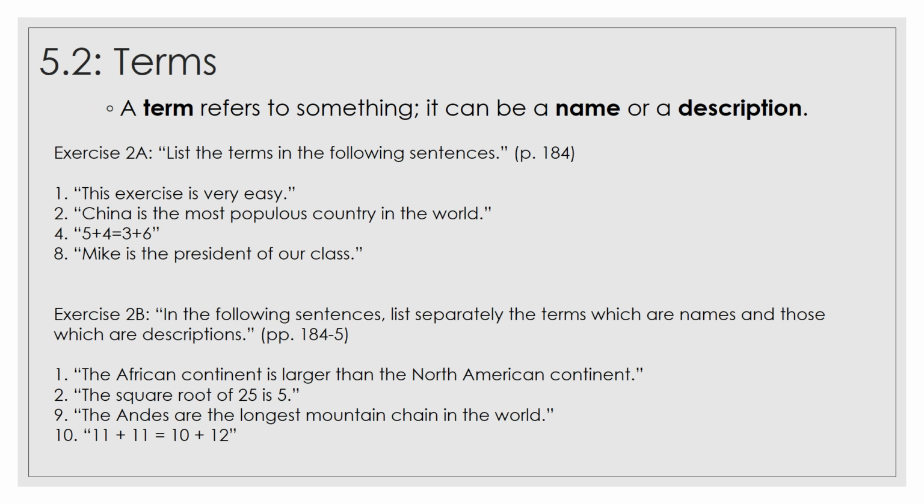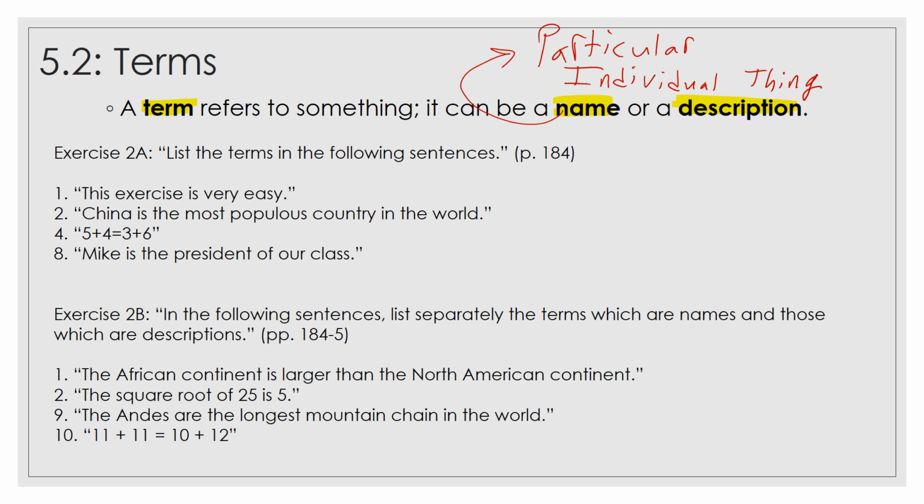Before we start translating, we better first think about terms, and a term, as you would suspect, refers to something. It can be a name, or it can be a description. Now, a name we'll simply define as that which refers to a particular individual thing or object or subject, whereas a description describes something. It describes the name. It tells us about it. It's really as simple as that.